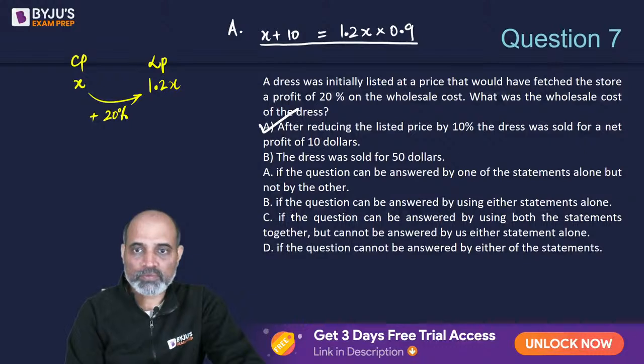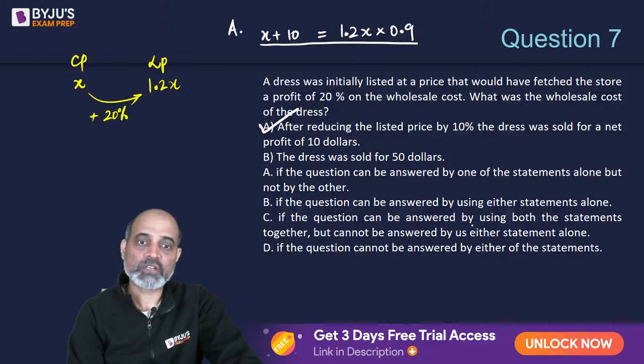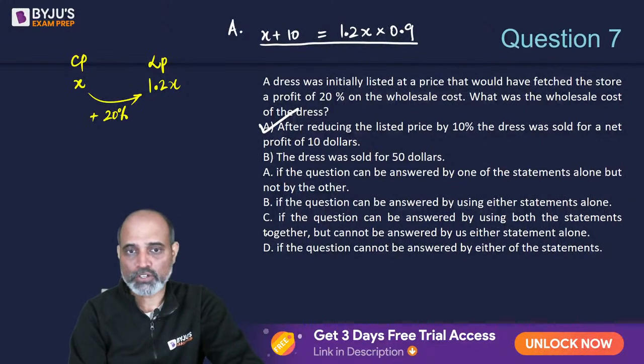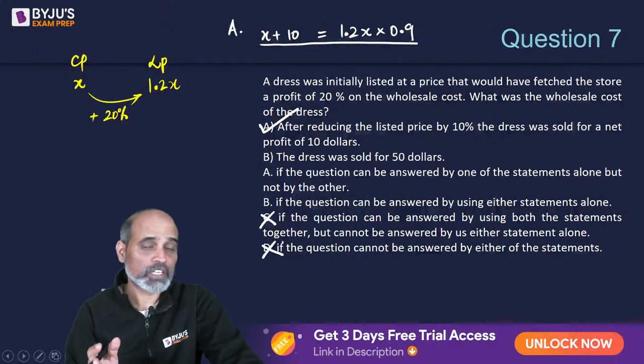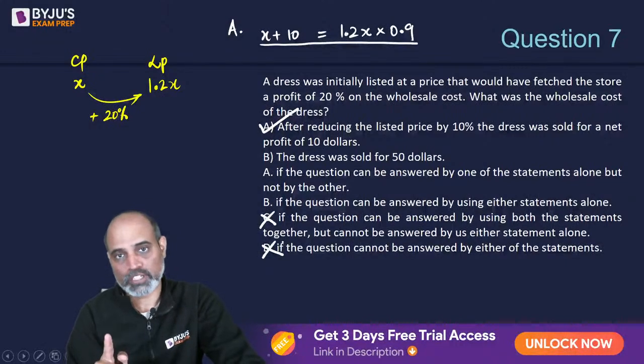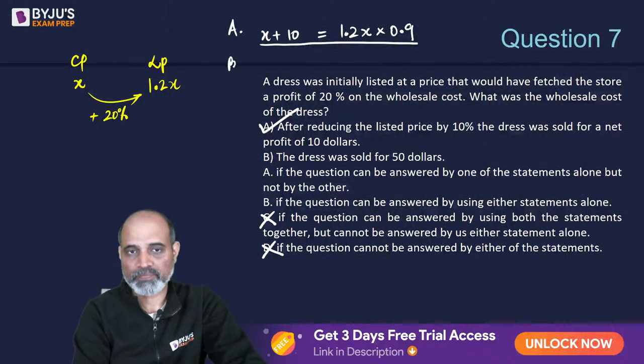B says either statements alone. C says can be answered by using both the statements together. So of course we are not using both the statements together. So C and D is not your answer. So it's either A alone will give you the answer or even B alone can also give. So we will have to now check B.